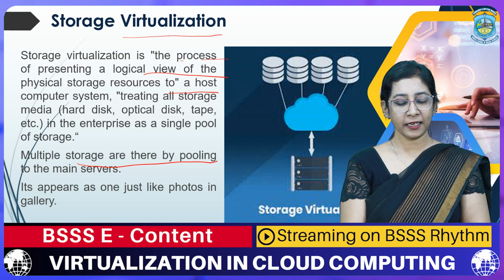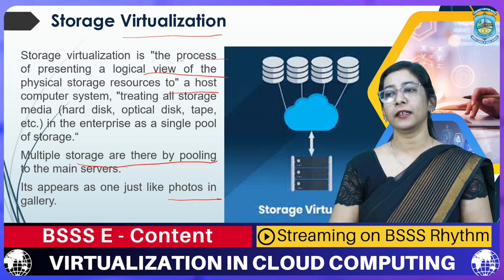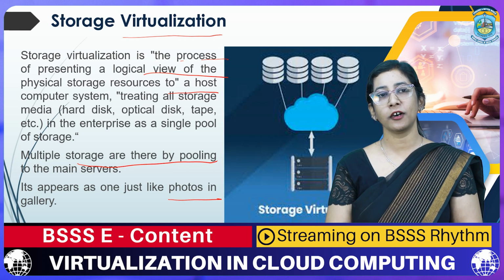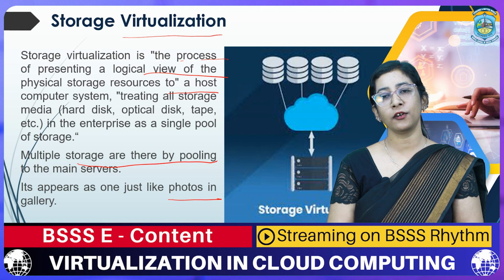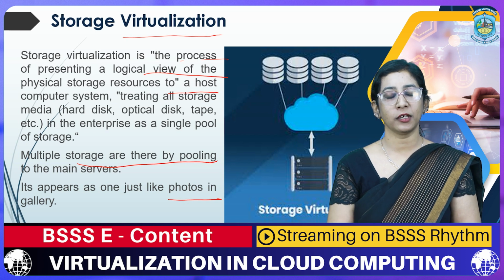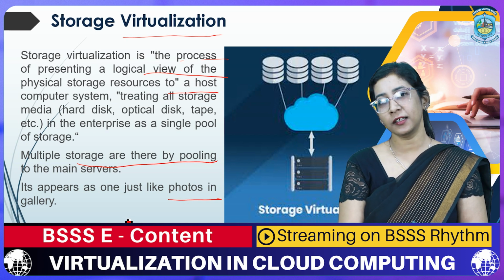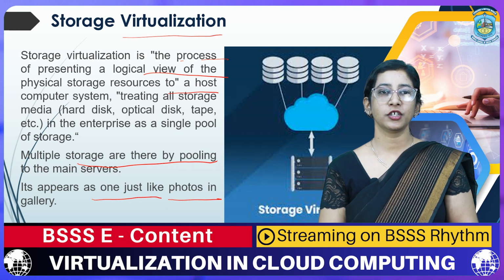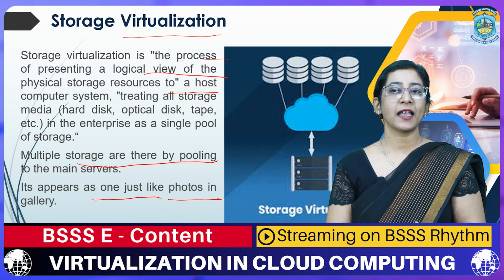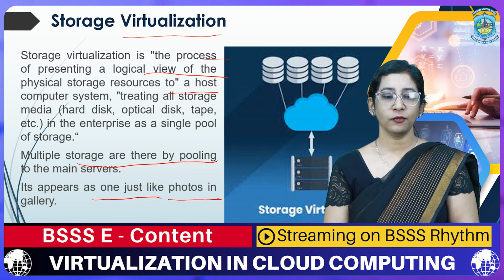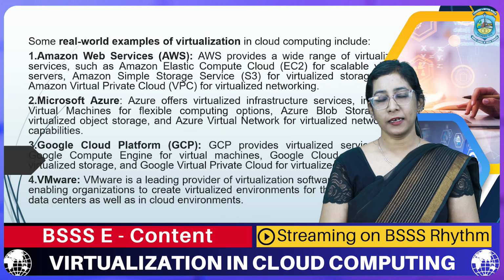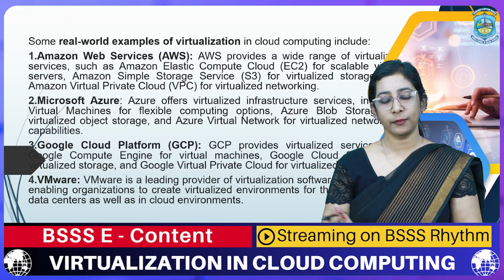We can set an example with your photo in the gallery. When you click a photo, you don't know whether it is saved in your SD card or in your main memory, but when we look, it can be seen in your gallery. That's why it is termed virtualization, where all the data acts like one machine, where everything can be seen at one time, not at different places.